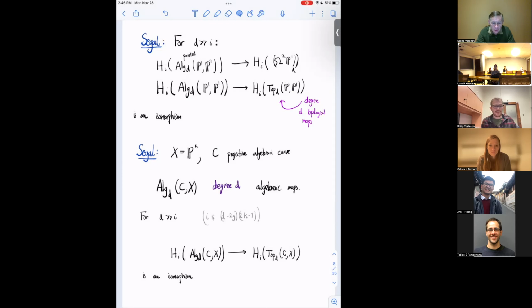And then there's a more general result. Siegel actually didn't just do it for P1 and P1. He did it for X being PN and C being an arbitrary projective smooth algebraic curve. I guess he actually did it for some singular curves too, but I'll just say projective smooth algebraic curve.